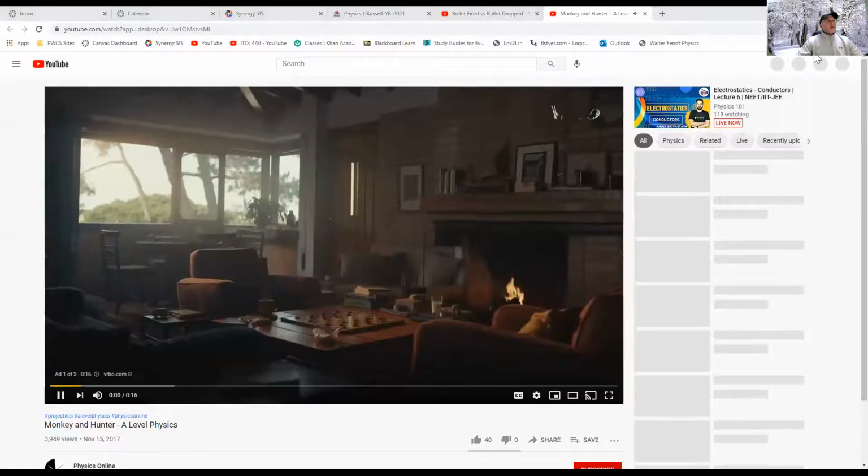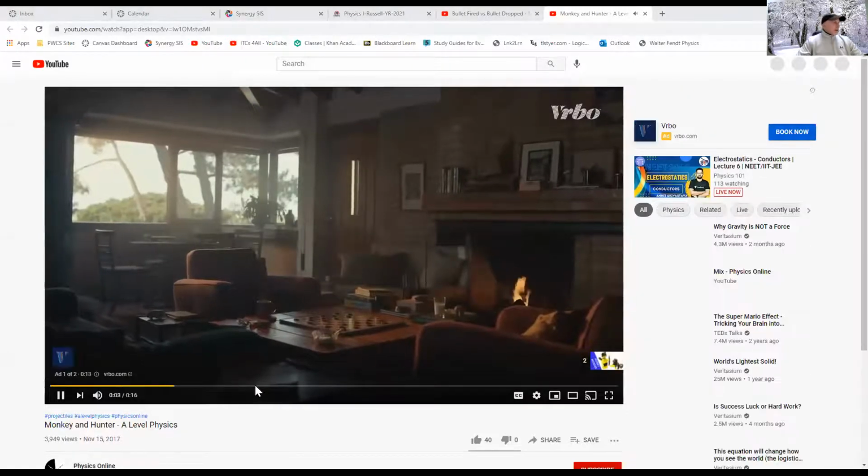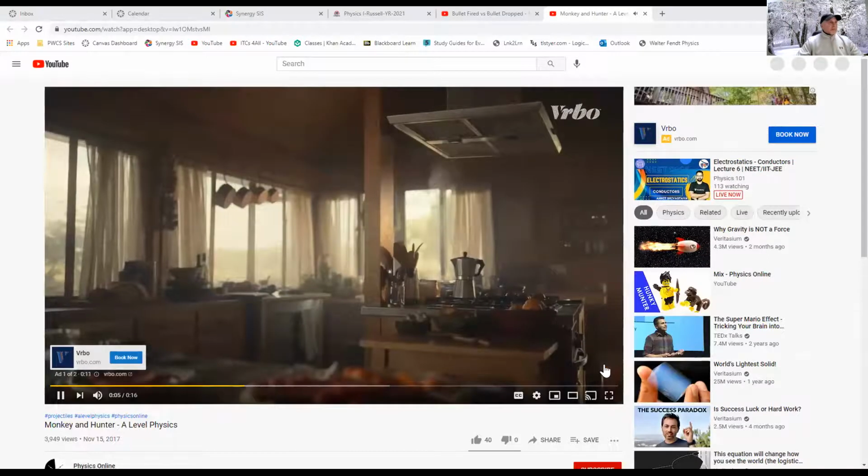This is the checkers game where grandson and granddad will bond. This is the kitchen.